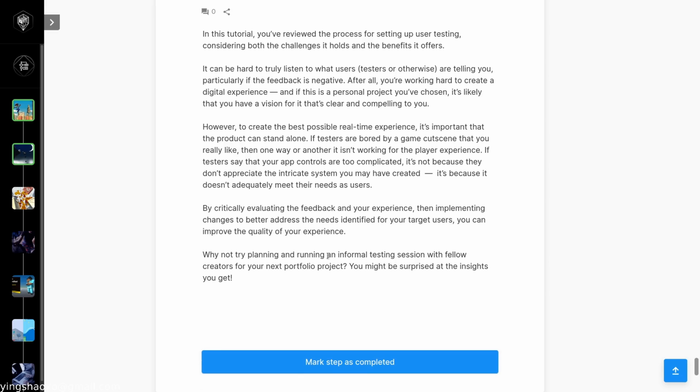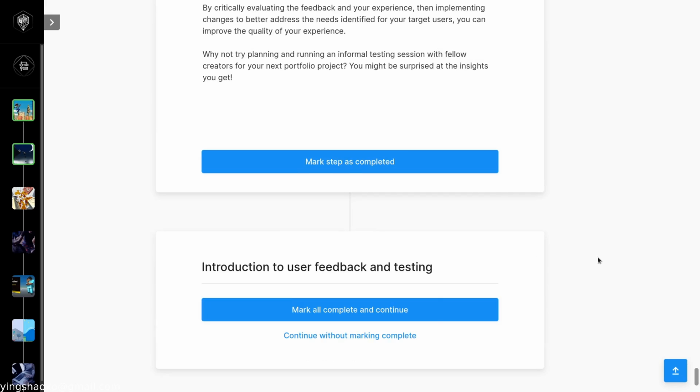Why not try planning and running a user testing session with fellow creators for your next project? You might be surprised at the end if you do so. So in this tutorial, we have learned how to do user feedback and testing. It's very important not only for our game product, it's also very useful for our software product if we are a programmer or individual developer or a senior game software developer for a company.